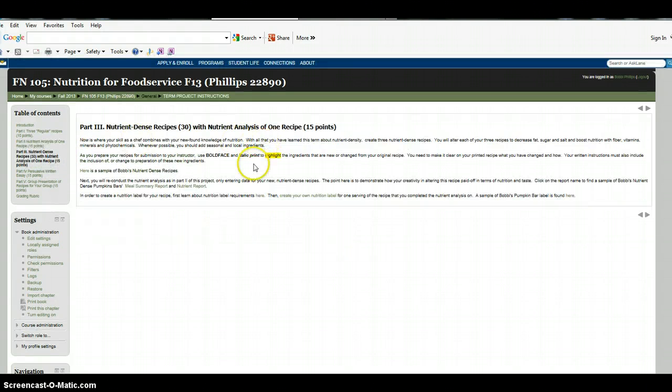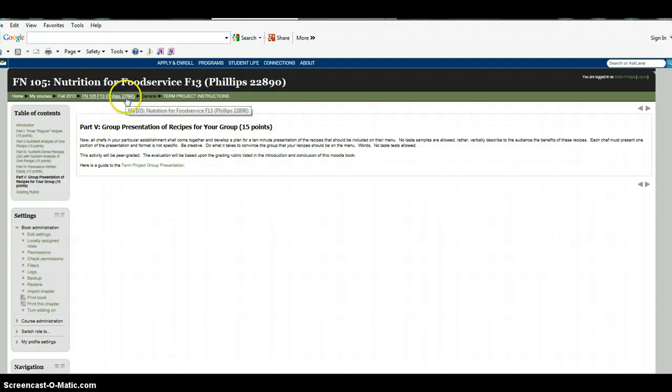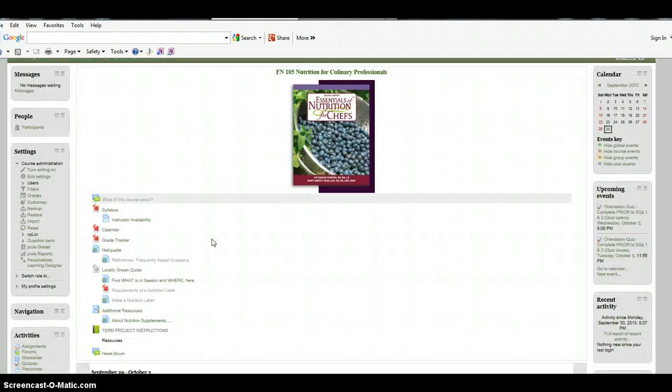Part 3 is outlined here with samples and how to create the reports. Part 4, again, and Part 5. So do look at instructions for the book. Again, the top block of our class.